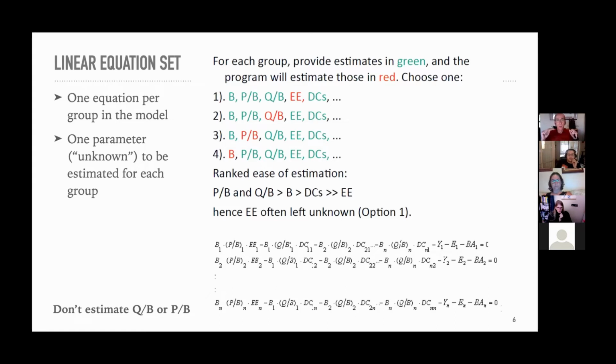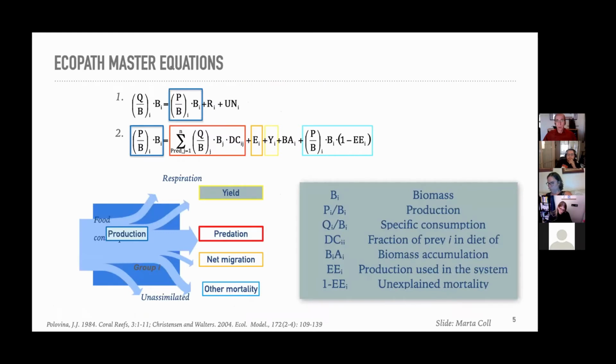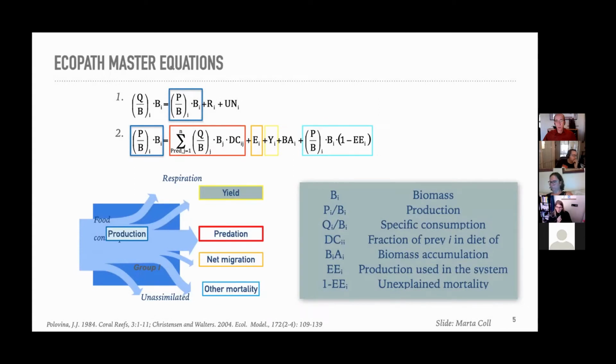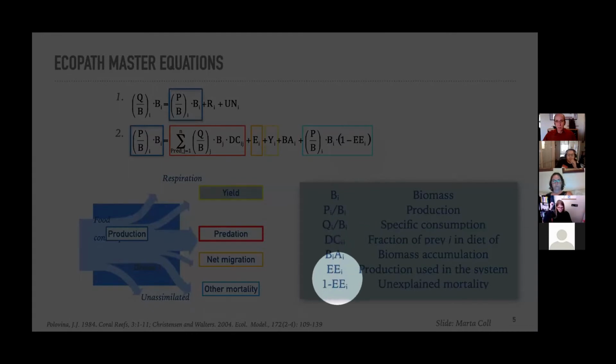Because of that, what we do is estimate one parameter for each group in the ecosystem. It can be any of the basic input parameters, which we can look at here in the lower right picture: biomass, production biomass ratio, consumption biomass ratio, or, skipping down here, ecotrophic efficiency, which is the production used in the system. That's the term you saw before up there. So we have those four input parameters. Production used actually means production for which the model describes what happens to it. That's our ecotrophic efficiency. 1 minus EE is the unexplained mortality, or other mortality, the things we don't explain in the model.